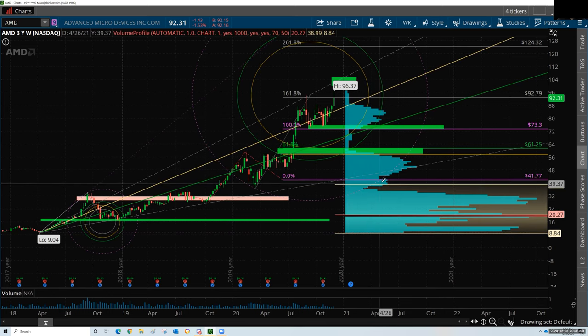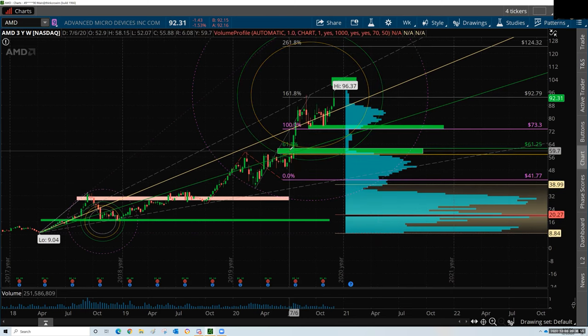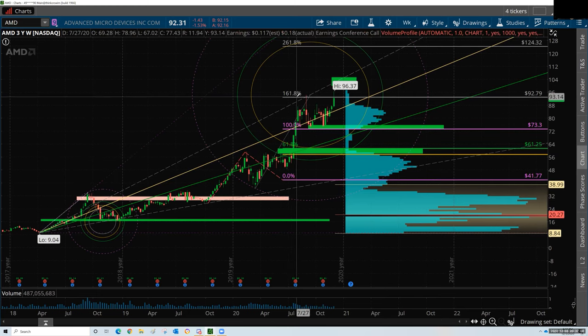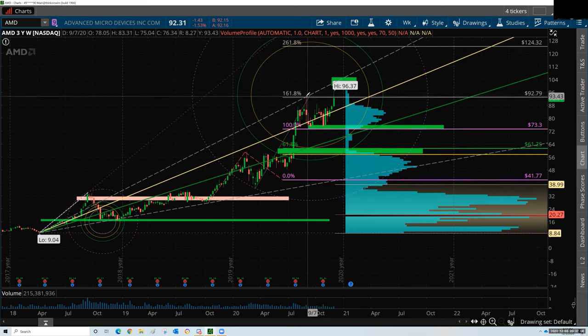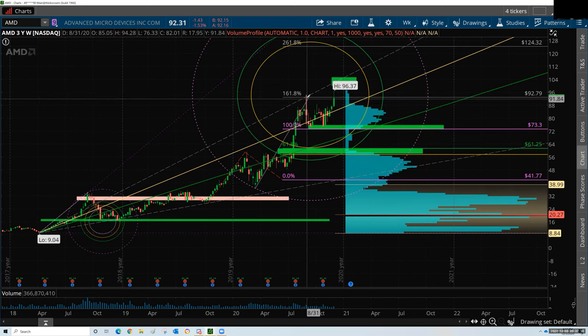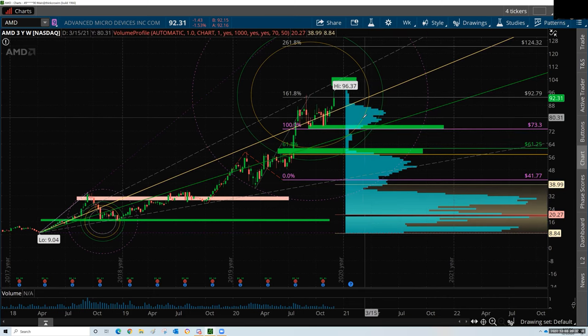Are there key areas? Look where the lines are. You tell me. 61.8. It gapped right over the top of that. Is that a key area? Yeah. So is this 161.8 probably valid if this is valid? Yes. Does it touch the Fibonacci fan? It does. So there's a lot of things that are proving itself with validity in terms of, are Fibonacci's present? Are they being utilized on this particular stock? Does that make sense? Yep.